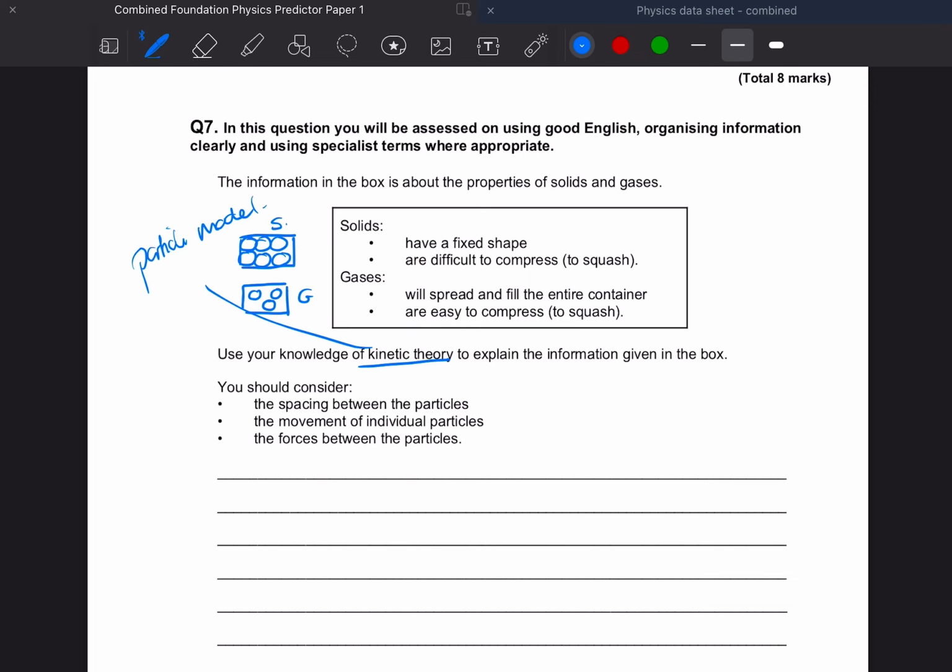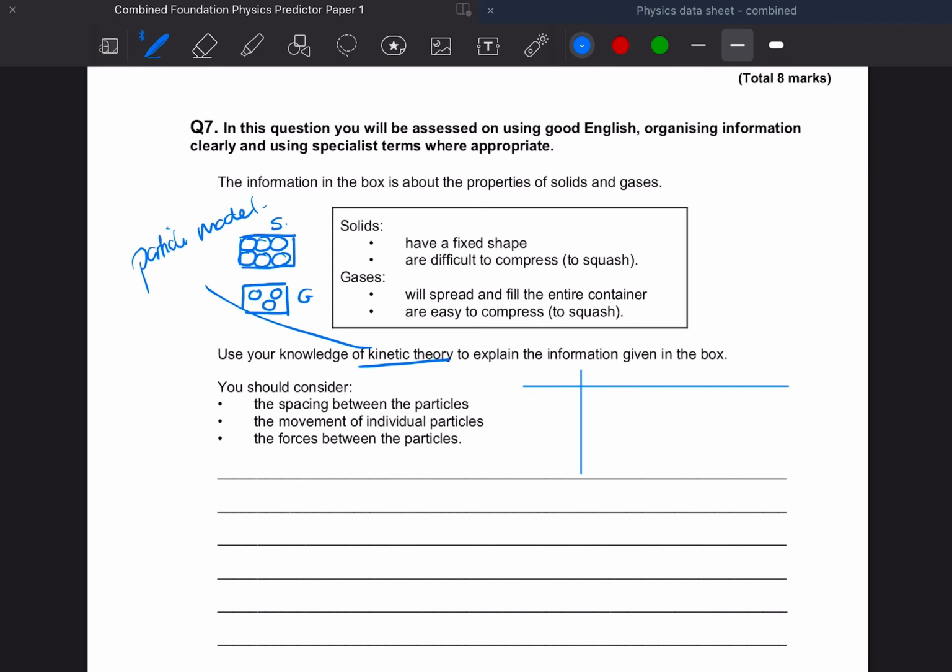So we said we have to explain why solids have a fixed shape and why they are difficult to compress, and we have to explain why gases fill their container and why they are easy to compress. And we have to talk about the spacing of the particles, the movement of the particles, and the forces between the particles. So I'm going to create a bit of a grid just to make sure that I can come back to it and check I've actually done those things.